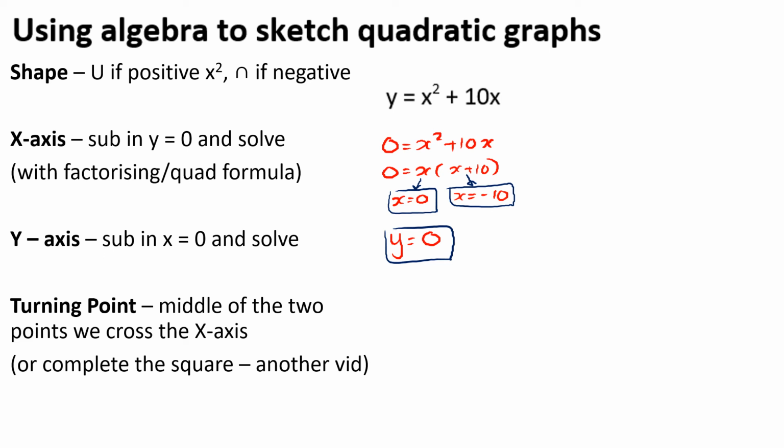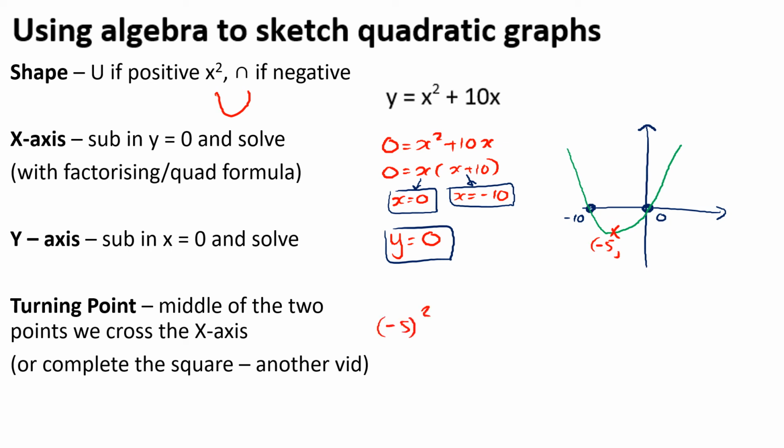So let's sketch it. There's not a huge amount of information to go on, but we do know it's a positive x squared graph, and we just have to go through those 2 points. Your turning point, obviously between minus 10 and 0, is minus 5. And then if we sub that into the equation, we'll get minus 5 squared, add 10 lots of minus 5, which will give you 25 minus 50, which is minus 25. So we've got minus 5, minus 25 as our turning point. All those coordinates make sense.